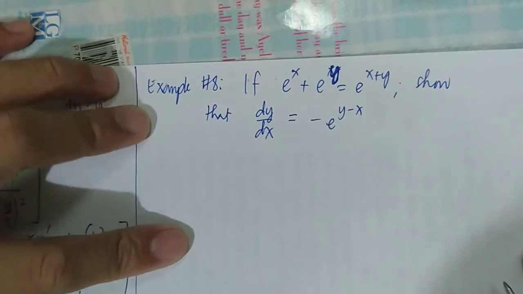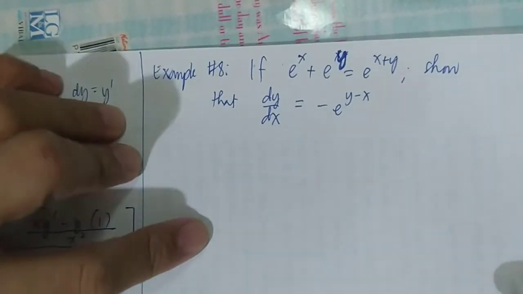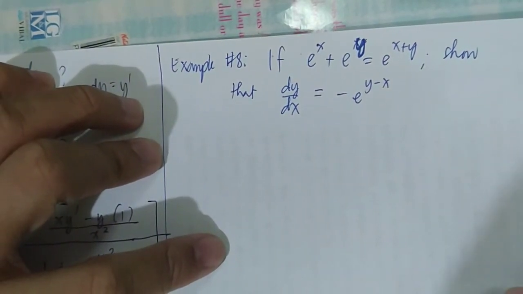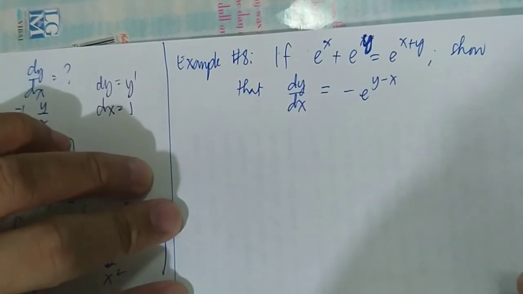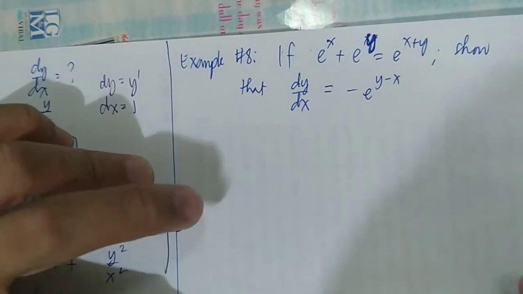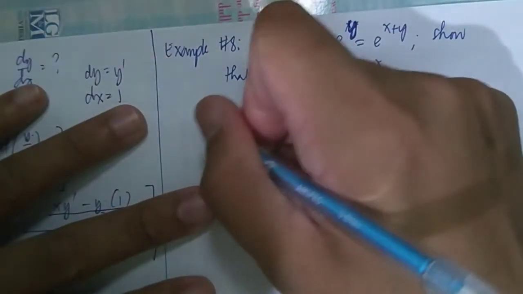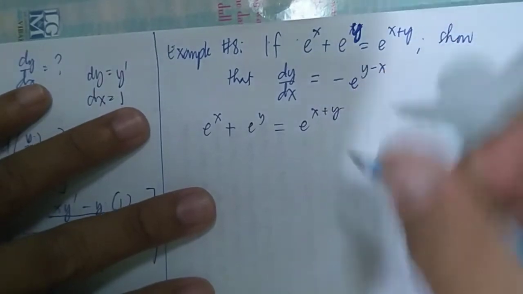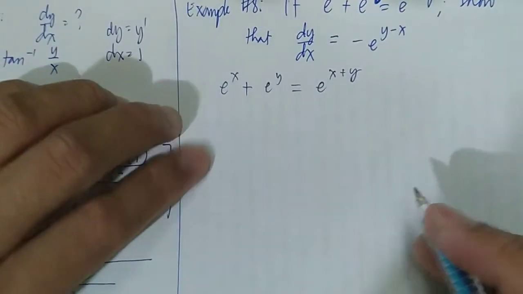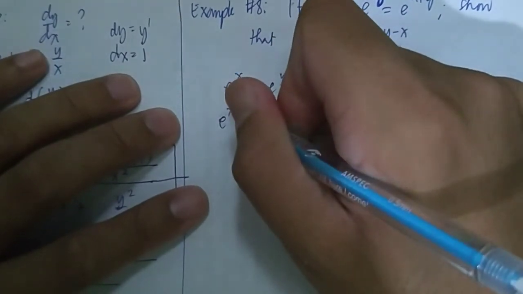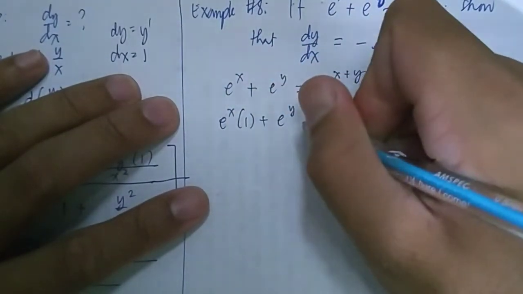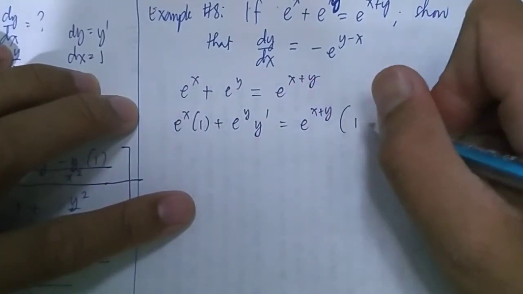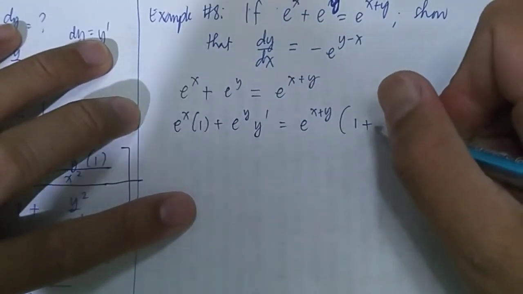Last example. If e to the x plus e to the y is equal to e to the x plus y, show that the derivative of y with respect to x is negative e to the y minus x. Oh, this is cute. Okay. So, given e to the x plus e to the y is equal to e to the x plus y. Okay, so taking the derivative, this is e to the x times the derivative of x, which is 1, plus e to the y, derivative of y is y prime, is equal to e to the x plus y times the derivative of x, which is 1, plus the derivative of y, which is y prime.